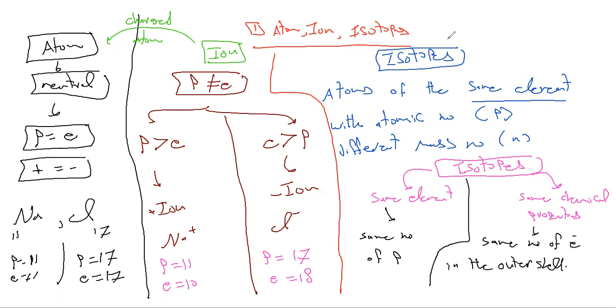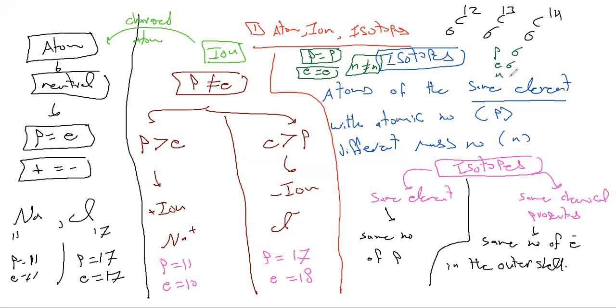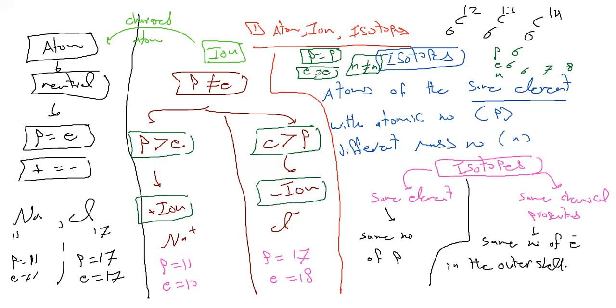And you'll find that in case of isotopes, like C-12, C-13, C-14, protons equal protons, electrons equal electrons, while neutrons are not equal. Because in all of them protons equal 6, electrons equal 6, neutrons 6, 7, 8. So in atom, proton equals electron. In ion, proton is not equal to electron: proton is greater than electron in positive ion, or electron is greater than proton in negative ion. While in isotopes, proton equals proton, electron equals electron, but neutron is not equal to neutron. This is the first point.